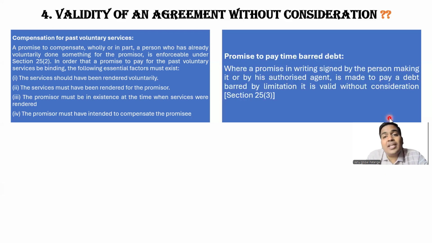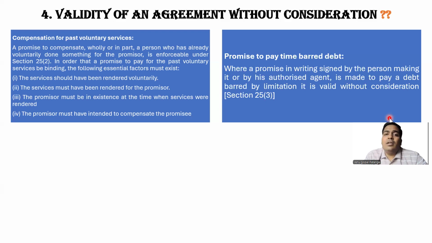Thereafter, we have promise to pay time barred debt. So there is a Limitation Act. Let us say A supplied goods to B. Now A is the creditor for B. B has not made payment to A for about 3 years. The Limitation Act says you will lose the right to collect money after 3 years. So after 3 years, it becomes time barred debt. So the time has elapsed for the debt to be collected.